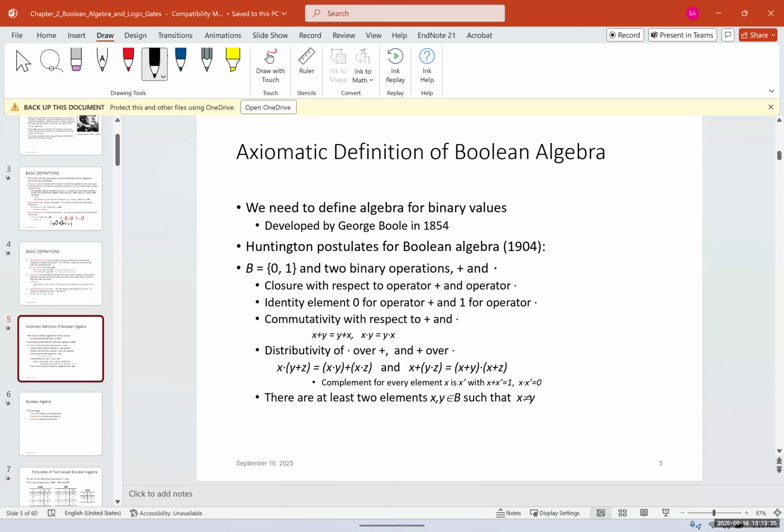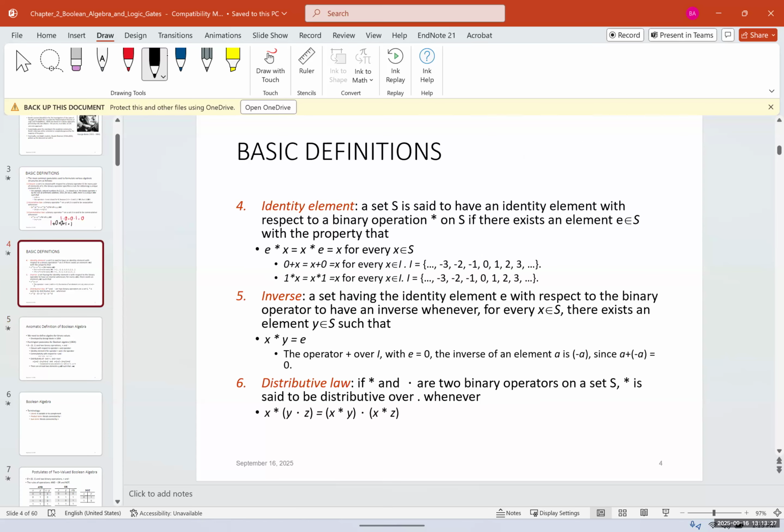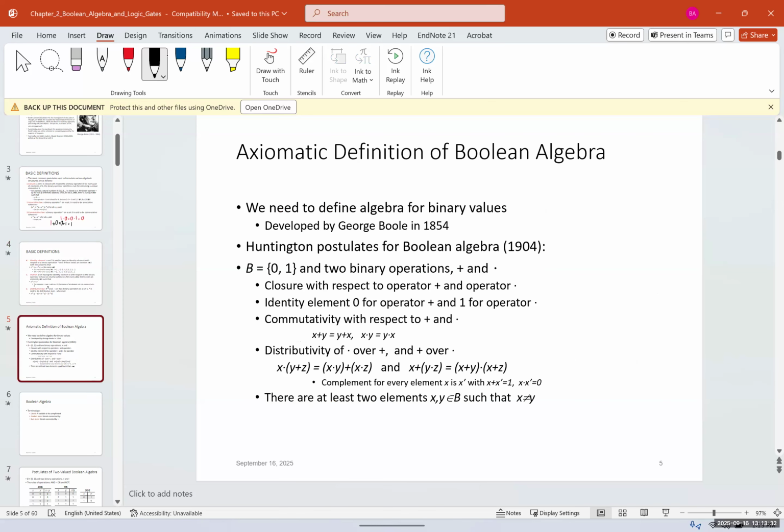So for example, as I mentioned, this star could be the AND operation or the OR operation. So X AND (Y OR Z) is equal to (X AND Y) OR (X AND Z). And the opposite is also true.